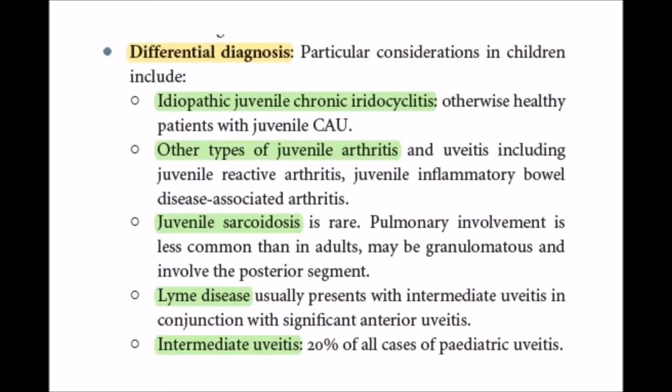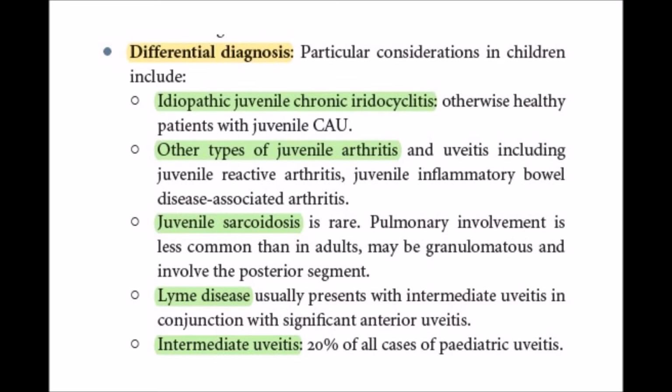Differential diagnosis in children includes idiopathic juvenile chronic iridocyclitis, otherwise healthy patients with juvenile chronic anterior uveitis, other types of juvenile arthritis and uveitis including juvenile reactive arthritis, juvenile inflammatory bowel disease associated arthritis. Juvenile sarcoidosis is rare. Pulmonary involvement is less common than in adults, may be granulomatous and involves the posterior segment. Lyme disease usually presents with intermediate uveitis in conjunction with significant anterior uveitis.